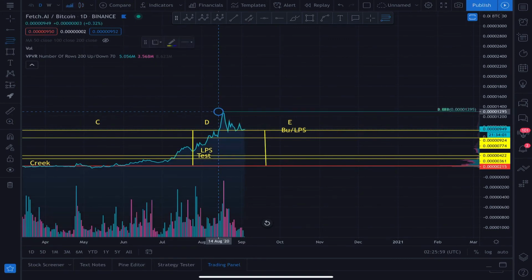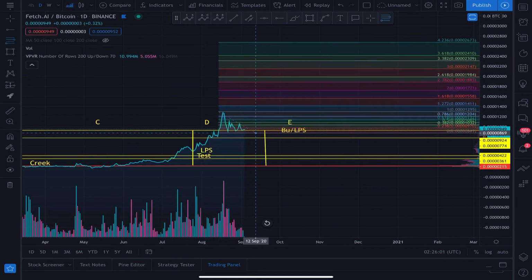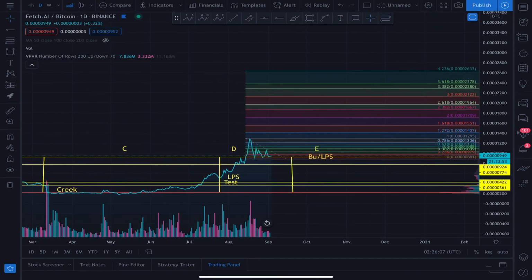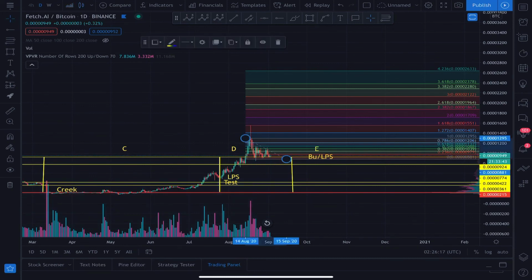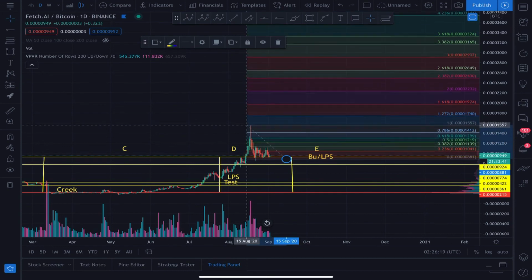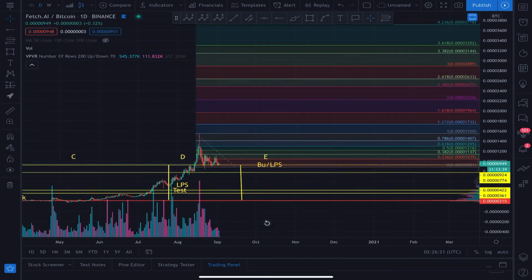So I'm going to pull a Fib from the top to the bottom. That's from the buyer's climax to the automatic reaction. And then we would take profits at the 1.272 at 1400 Satoshis and the 1.618 at 1500 Satoshis. Now, if we wanted to be a little bit more aggressive and go with the wicks, you can see it's a much different take profit strategy. Now we're taking profits at 1700 Satoshis and 1900 Satoshis.